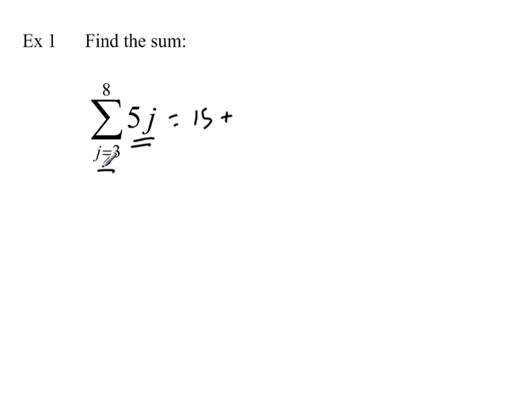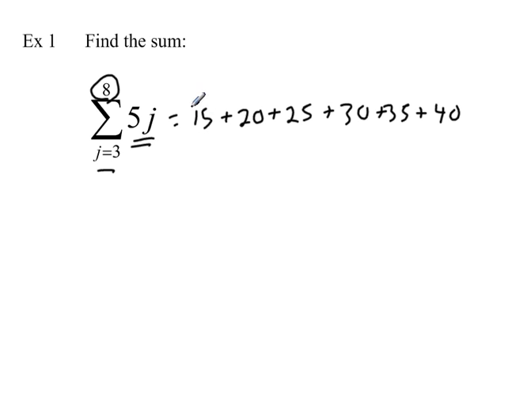Now we want to plug in the next number in the sequence. We're going to plug 4 in here. 5 times 4 is 20. Plus, now we plug 5 in here. 5 times 5 is 25. Plus, we plug 6 in here. And then 7. And then 8. We stop after we have plugged 8 in here because of this number right here.